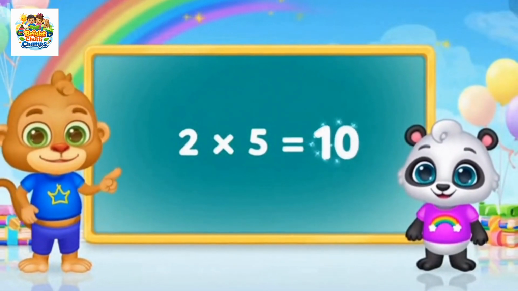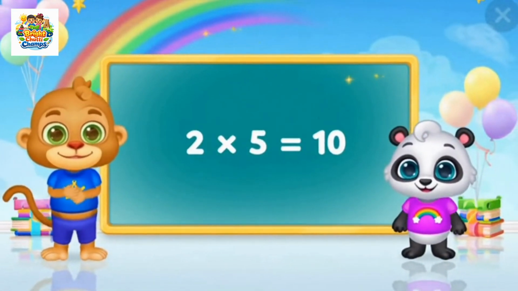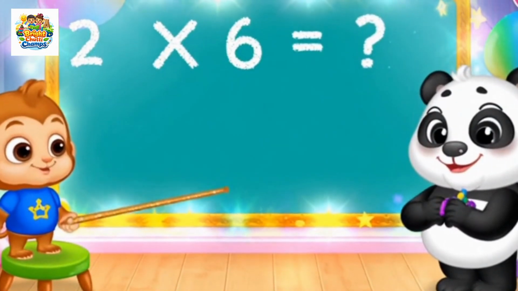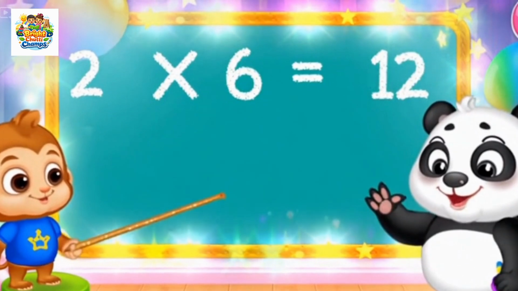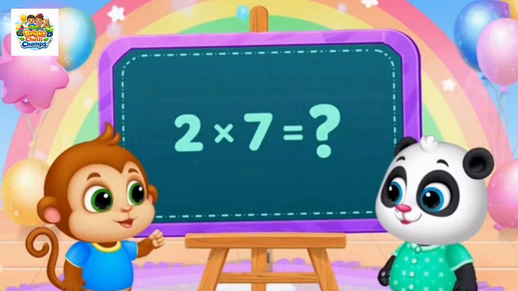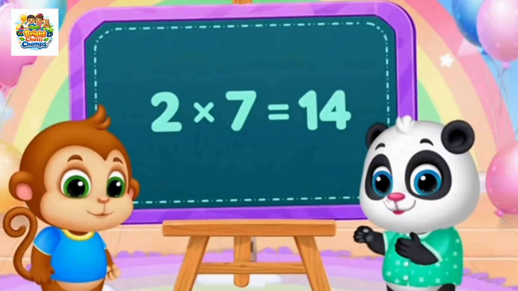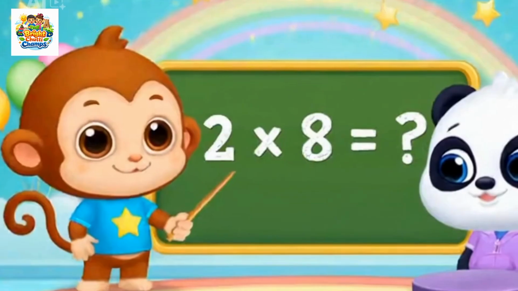Let's count together. 2 times 5 equals 10. Can you find the answer? 2 times 6 equals 12. Let's solve this one. 2 times 7 equals 14.